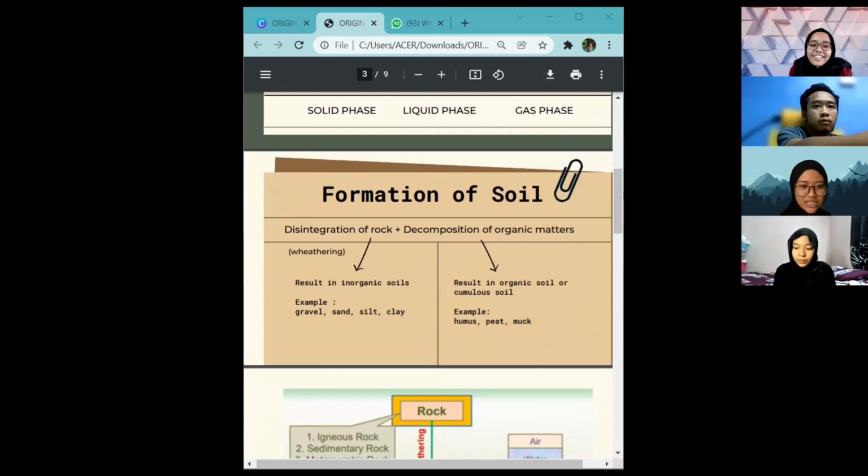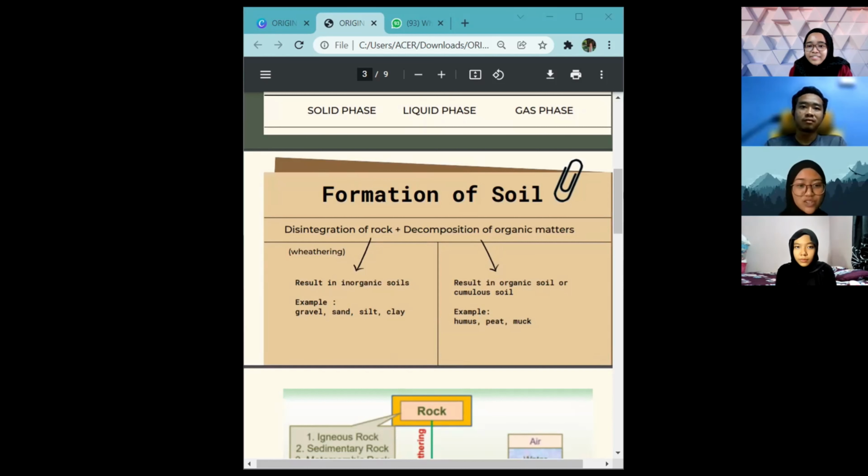Okay, so the definition of soil. Soil may be defined as an assemblage of discrete solid particles of organic or inorganic composition with air and water occupying the void space among the particles. So that's why in soil we have solid, water and air.